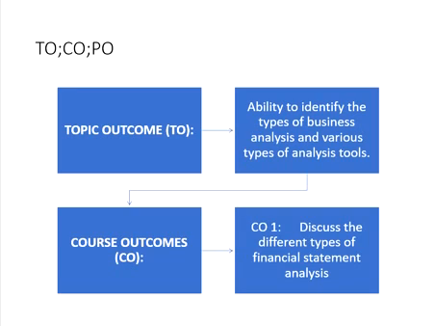Okay, so there are two types of business analysis: equity and credit. Various types of analysis tools, ni ada 4 or 5. Okay, nanti kita akan belajar. And then discuss the different types of financial statement analysis ni, itu financing activities, operating activities, and investing activities, cash flow. Alright.